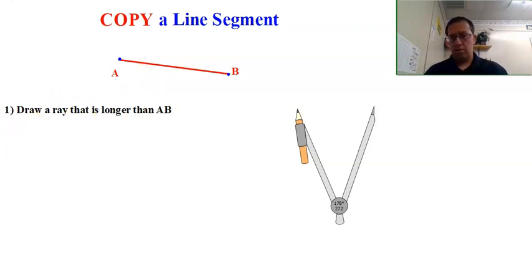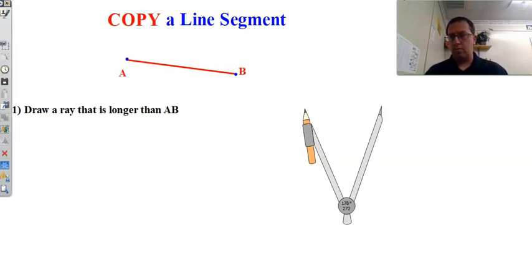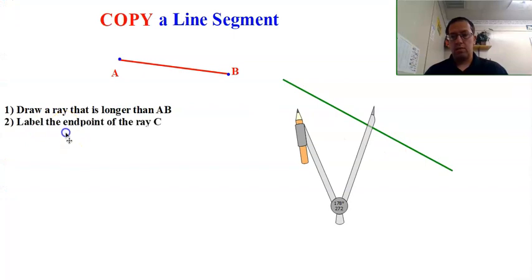So, step one, draw a ray there. Give me my line tool, and let's just draw a line segment. It has to be longer than AB. Notice there's no symbol there, that means it's longer than the length of AB. So there it is, that's definitely longer than AB. Step two, label the endpoint of the ray as point C. There we go, point C.